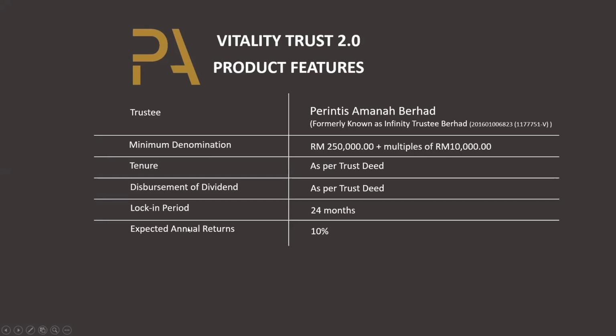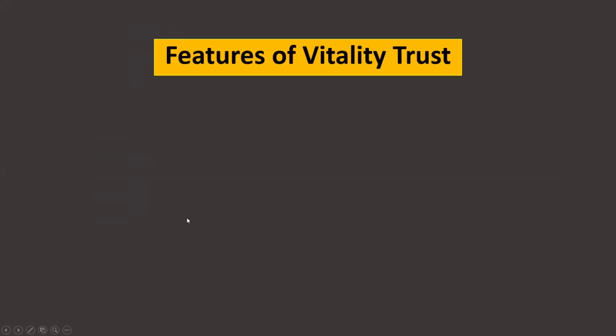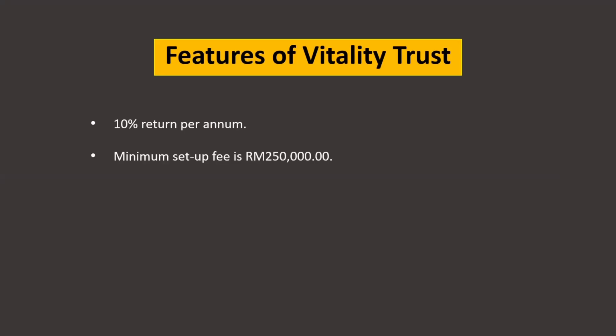Tenure is as per trust deed. Disbursement of dividend is as per trust deed. The lock-in period is 24 months, so the tenure here is 24 months. Now, the important features of Vitality Trust are the 10% return per annum. The setup fee is 250,000, as we have discussed before. The initial lock-in period is 2 years, after that renewable annually.